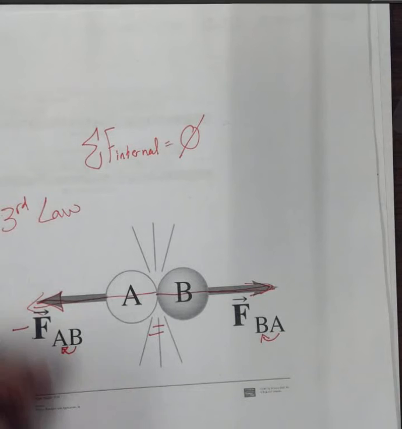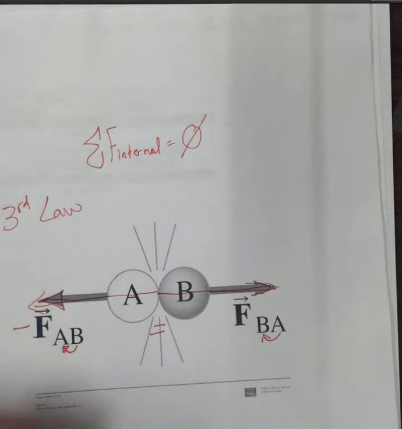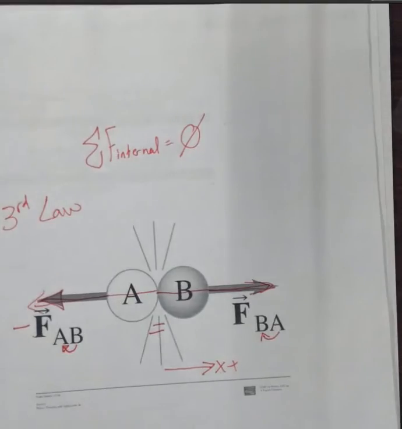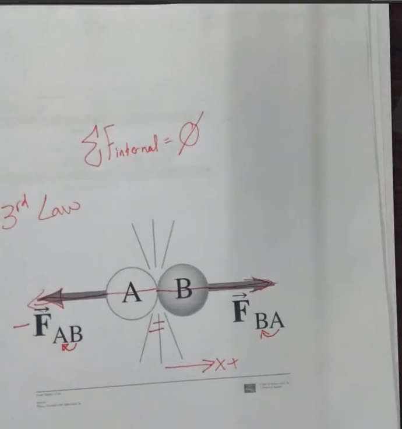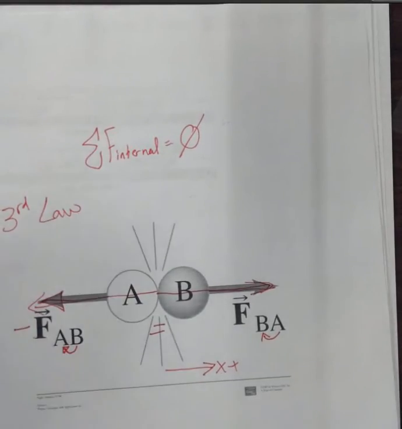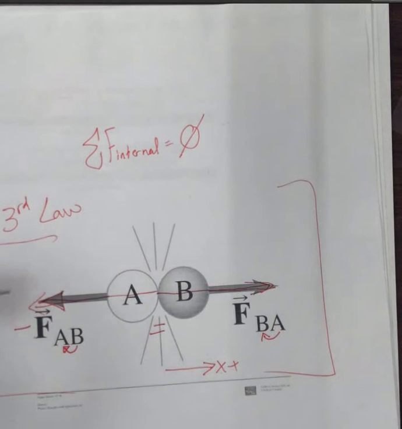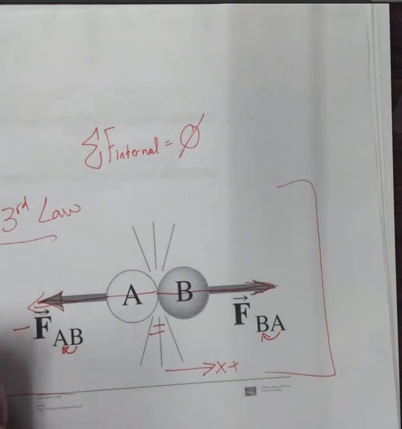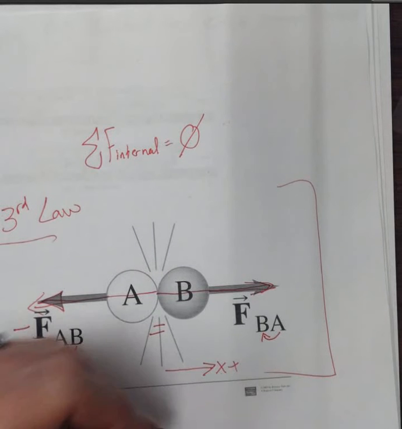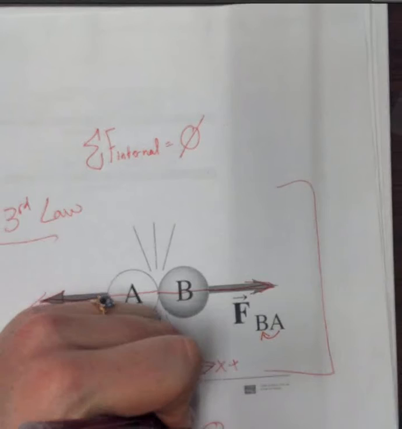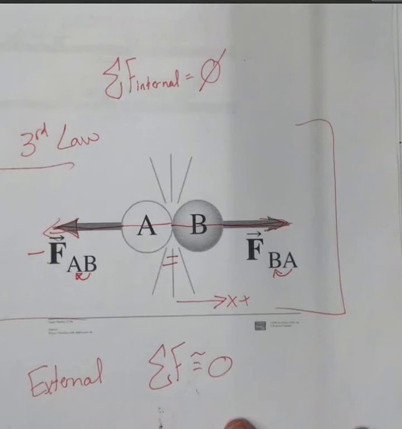And here I give this one the negative value just because it's to the left, and conventionally we like to set our direction to the right as a positive direction. But that's Newton's third law. This is always going to apply for the internal forces in a system if they're interacting with each other. And for external forces, all we have to say is that the net force is equal to 0, or at least pretty darn close to 0.